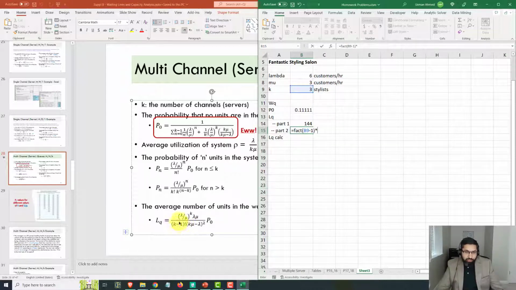That just means factorial of the number here, k minus 1 factorial. Then just have this bracket which is squared to the left. So I have something in brackets which is going to be squared. So in brackets I have k times mu minus lambda, and then I have to square that. And so then my final calculation is going to be the part 1 divided by the part 2, and after the division is done, multiplied by p naught, and my LQ is 0.888.